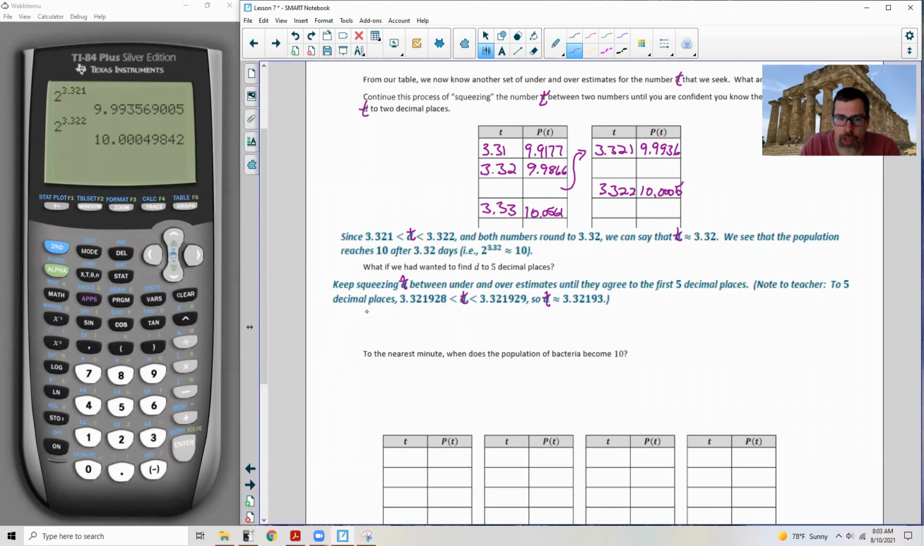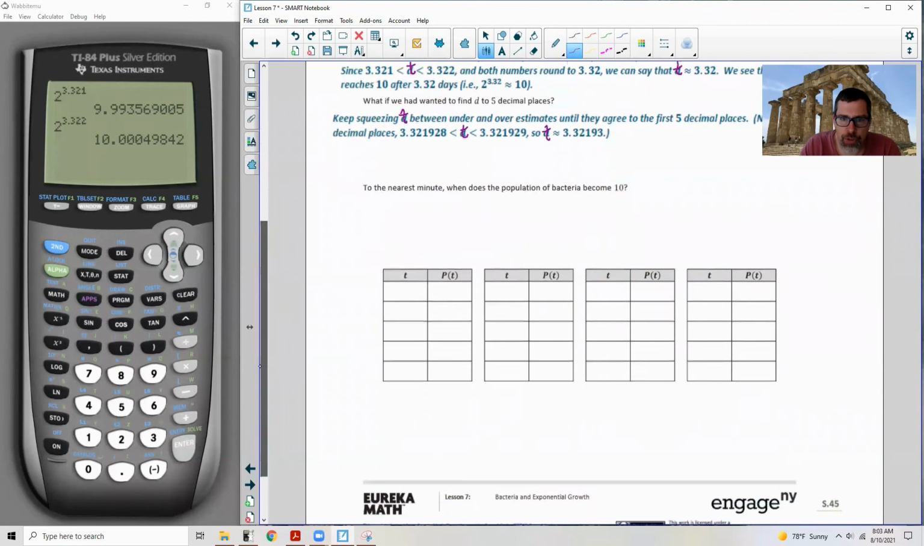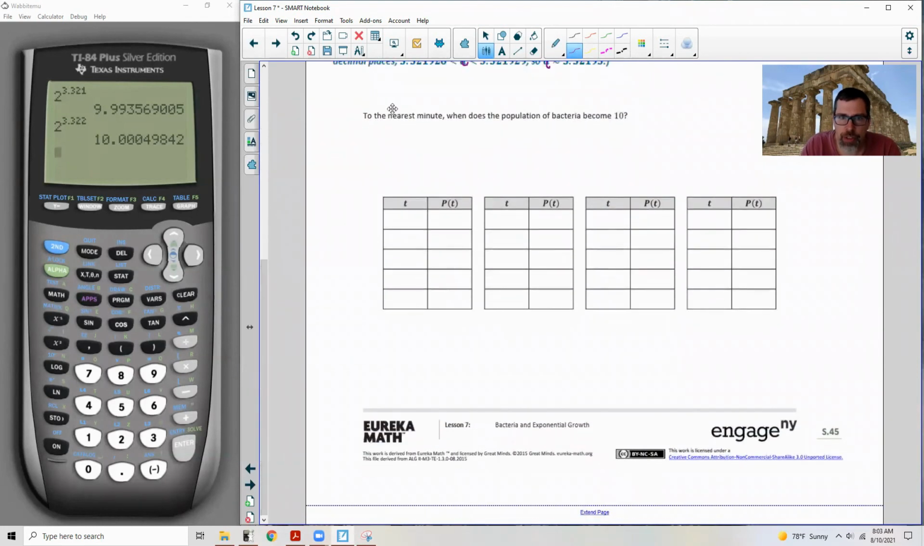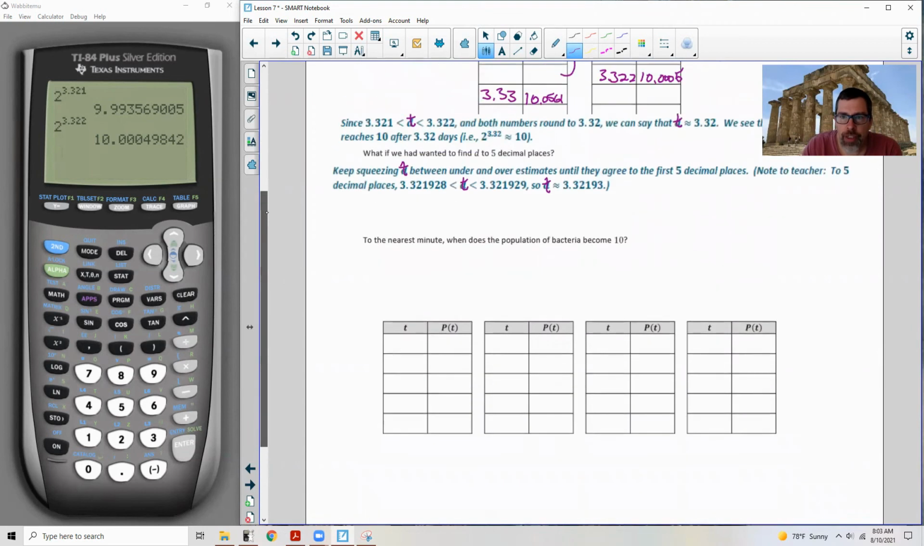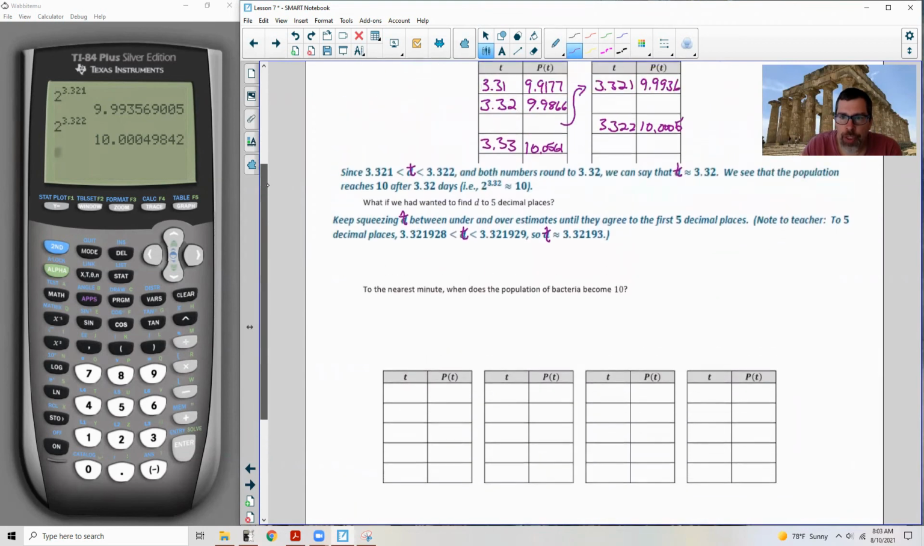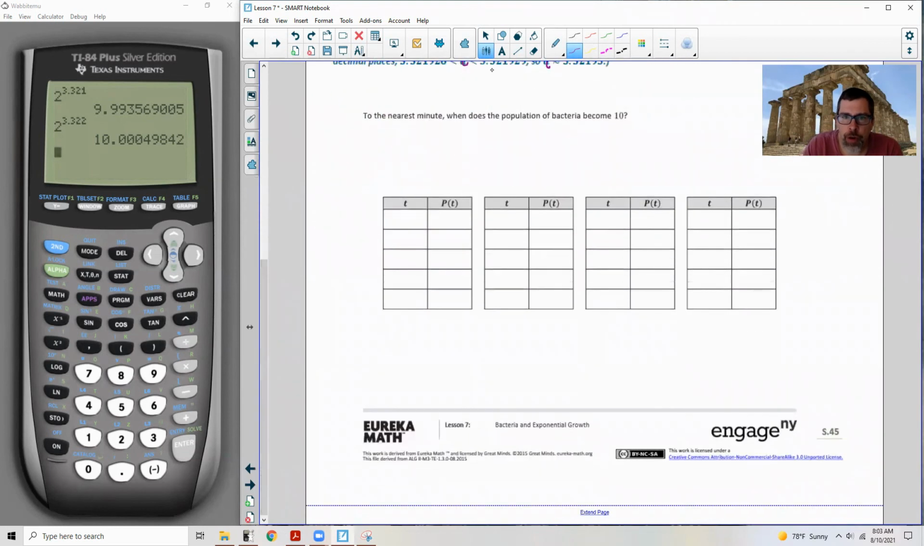Note to teacher, to 5 decimal places, 3.321928. t is between those, so t is approximately this. So we're going to do that. We're going to show the process of getting that value. So it says to the nearest minute, when does the population of bacteria become 10? So where did we leave off? We left off at 3.321.